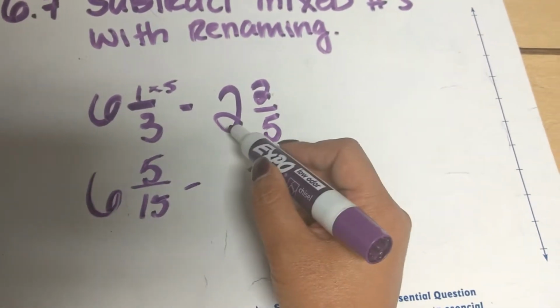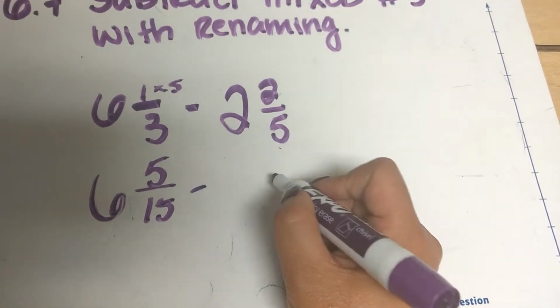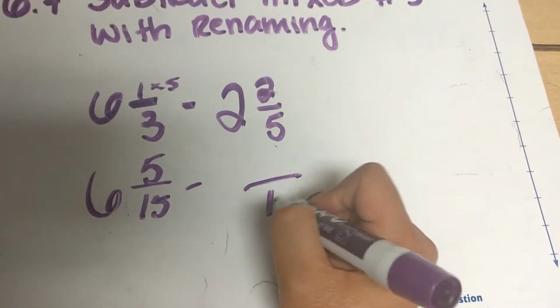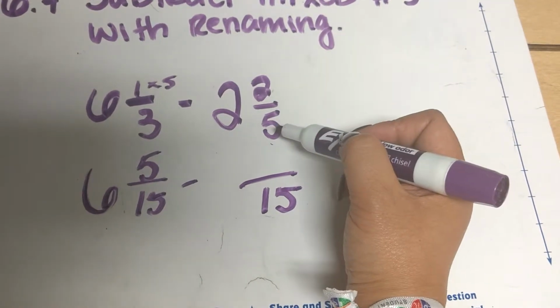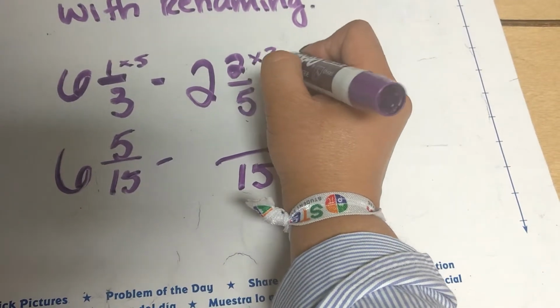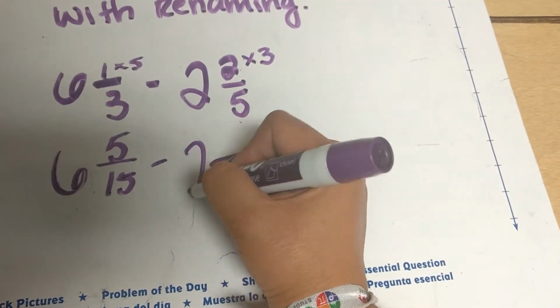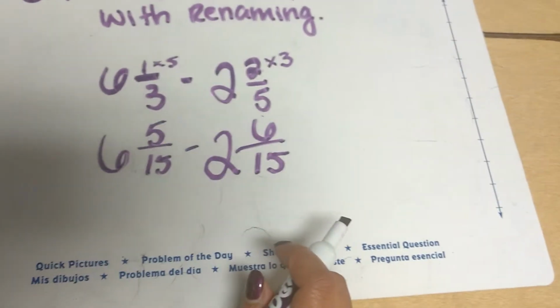Okay. And then here you'd have, to get 15 here. Okay, so 5 to 15 is times 3. So then we do times 3 here also. The whole number stays the same, would be 6. Then you can start subtracting.